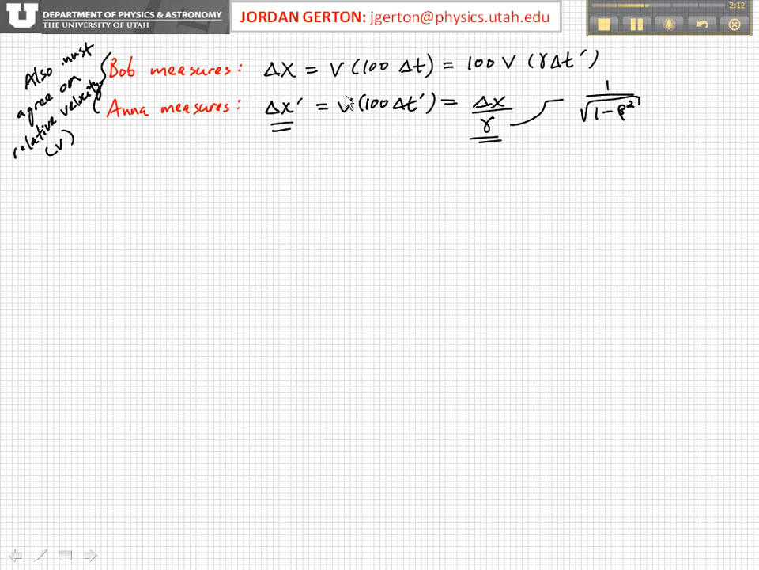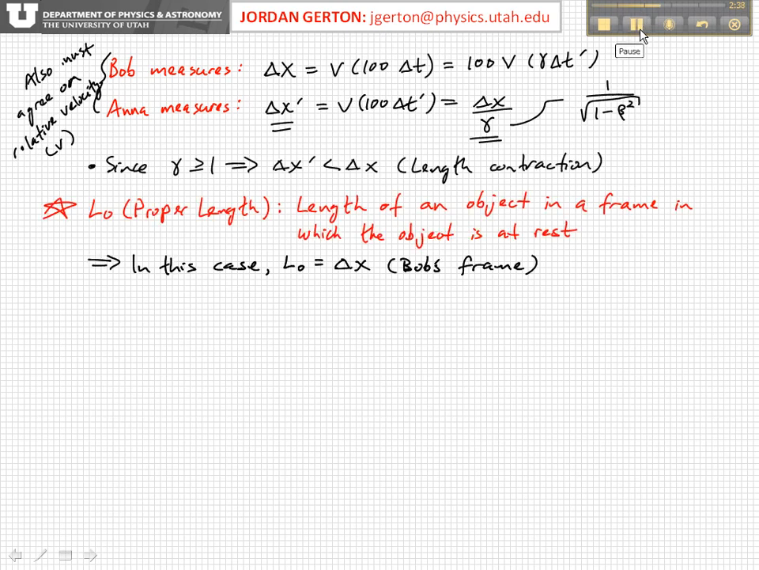Anna sees Bob moving at the same velocity v to the left as Bob sees Anna moving at velocity v to the right. Okay, and if it wasn't symmetric, if one of them saw the other one moving at a different velocity, say higher velocity, who would it be? You can't know. So it's a completely symmetric situation. So that's important as well.